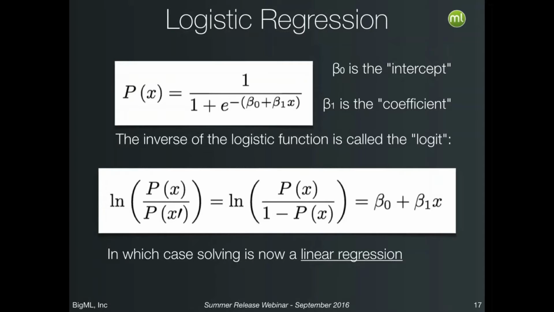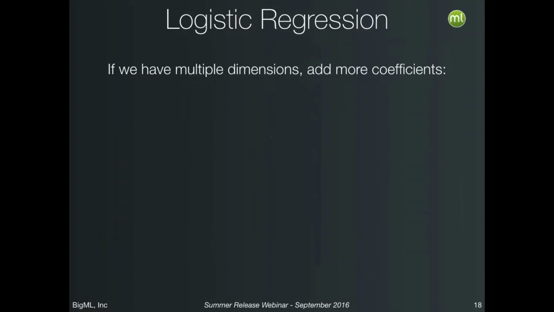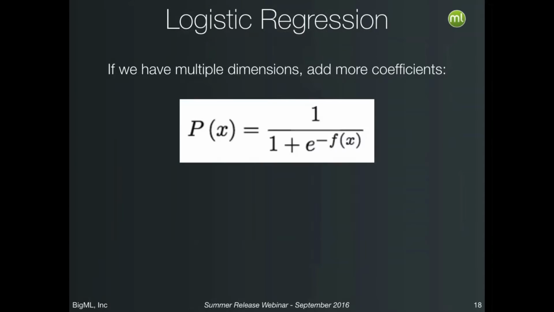where there tends to be this really feature-rich data, maybe tens or hundreds or even thousands or tens of thousands of features. So what I showed you here is only for one dimension. So how do we handle multiple dimensions? Fortunately, this is easy to extend. We just add more coefficients.